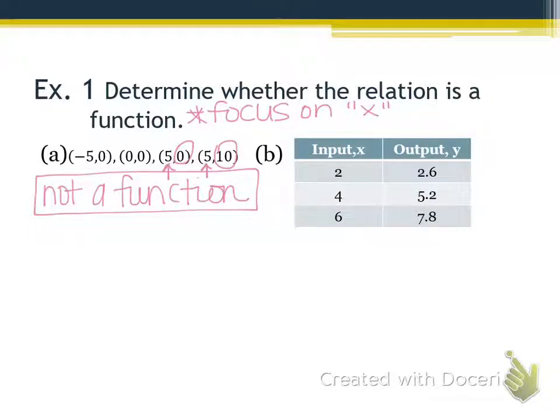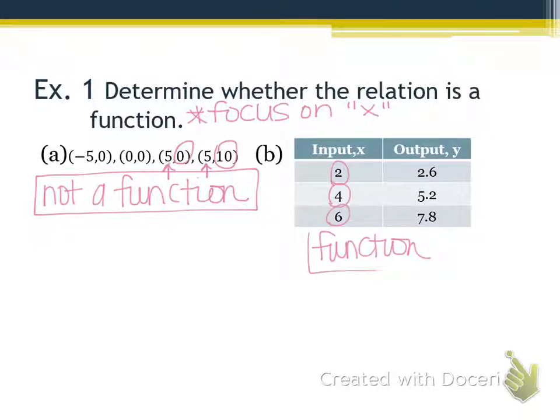Let's look at letter B and let's focus on the X values again. What are the X values on this table? Class. 2, 4, 6. Did any of those X values repeat? No. Guess what then? It's a function.